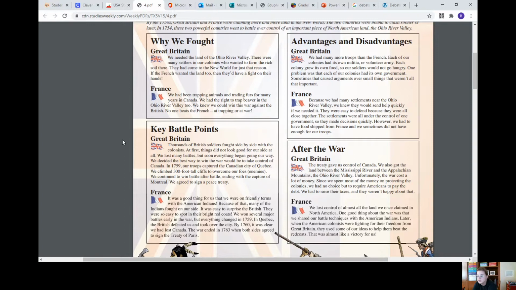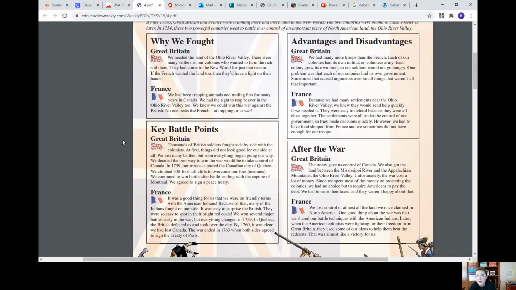Now, France: it was a good thing for us that we were on friendly terms with the American Indians. Because of that, many of the Indians fought on our side. It was easy to surprise the British. They were so easy to spot in their bright red coats. We won several major battles early in the war, but everything changed in 1759. In Quebec, the British defeated us and took over the city. By 1760, it was clear we had lost Canada. The war ended in 1763 when both sides agreed to sign the Treaty of Paris. So it looked like France was doing really good in the beginning. And then Great Britain came in.